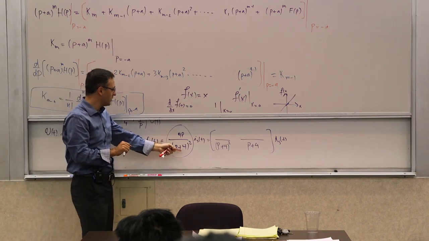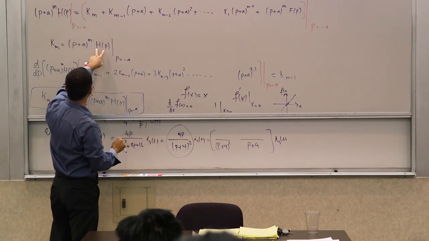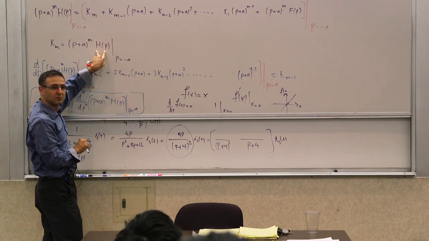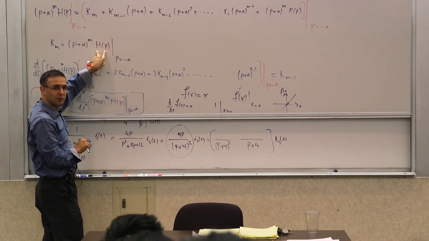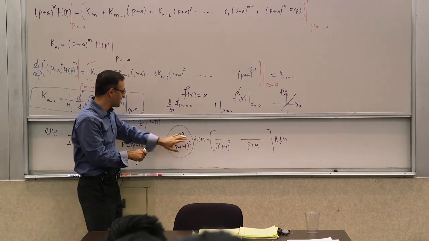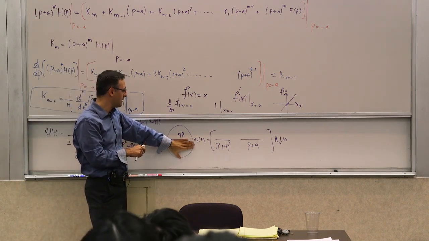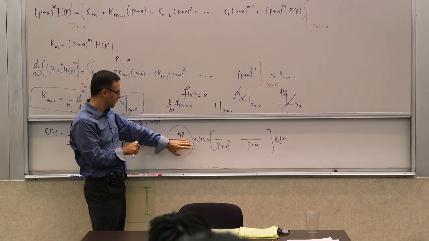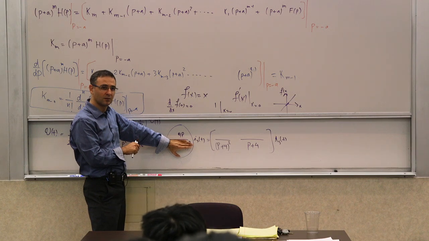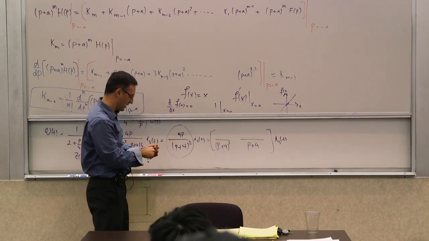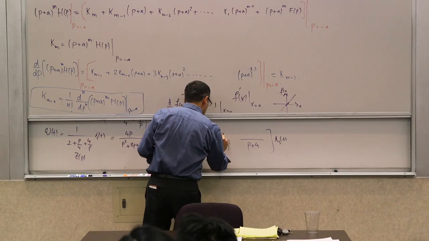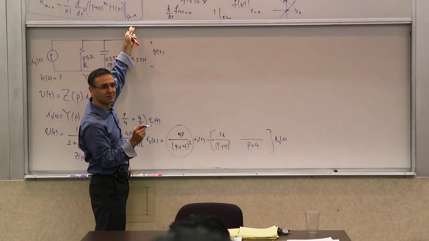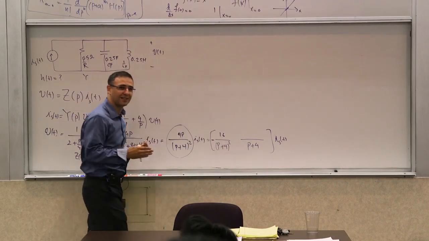So what do you do? This is your h of p. You multiply by (p plus 4) squared, which basically gets rid of this. And then evaluate it for p equals what? Negative 4, right? So what is it? Negative 16. So this is negative 16. It's actually an easy calculation. It looks difficult, but it's easy because it just basically gets rid of all of that stuff.